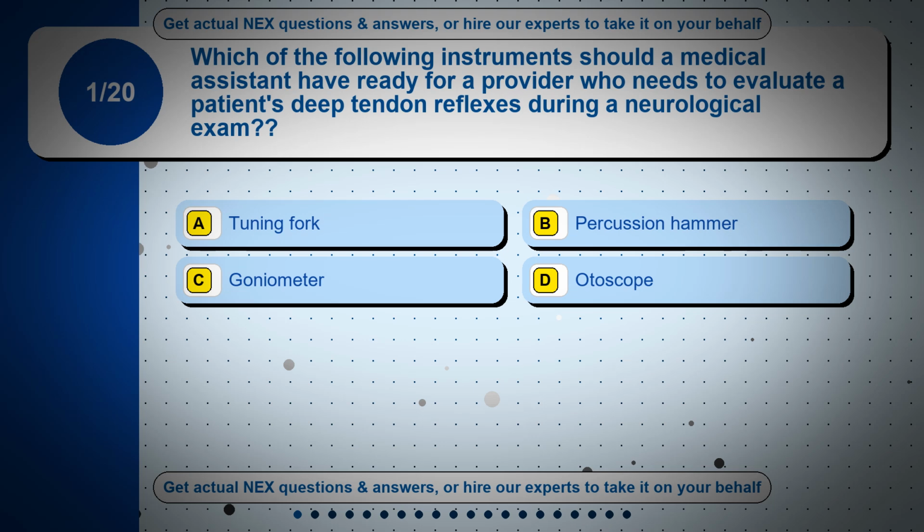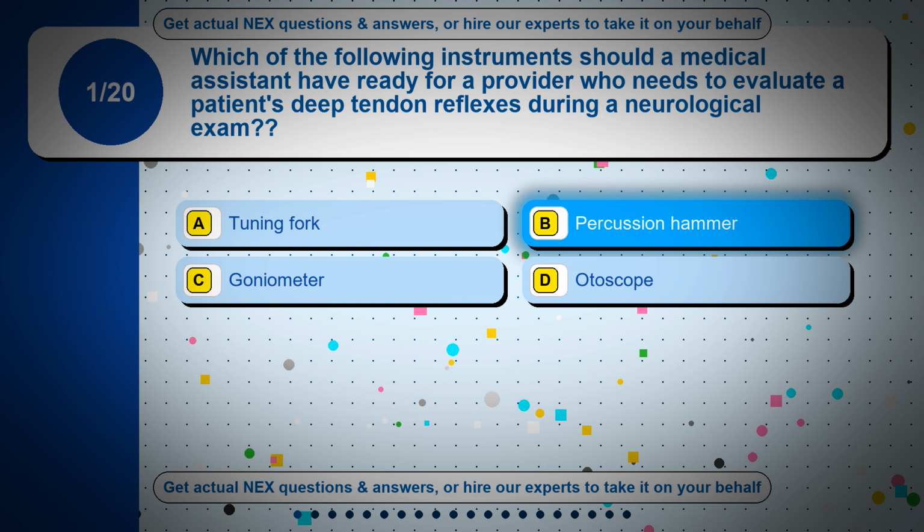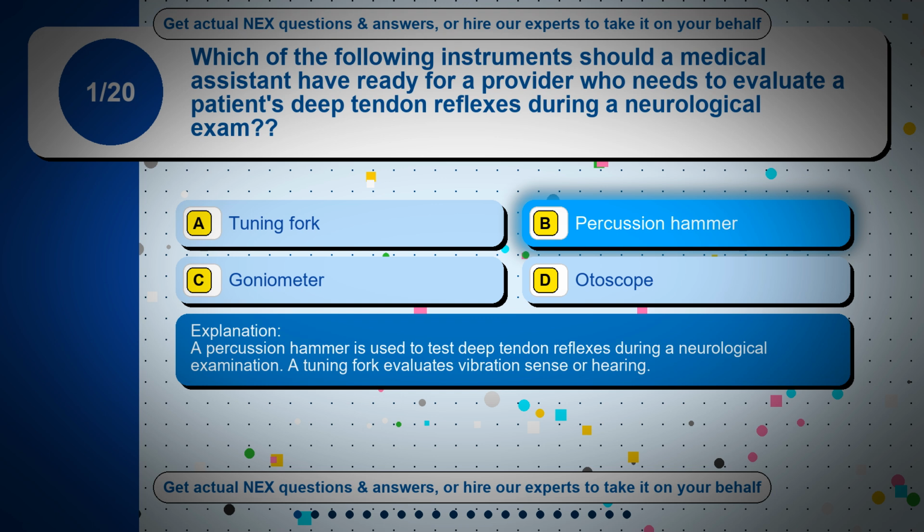Question 1. Which of the following instruments should a medical assistant have ready for a provider who needs to evaluate a patient's deep tendon reflexes during a neurological exam? Option A, tuning fork. Option B, percussion hammer. Option C, goniometer. Option D, otoscope. The correct answer is option B. Percussion hammer. A percussion hammer is used to test deep tendon reflexes during a neurological examination. A tuning fork evaluates vibration sense or hearing.